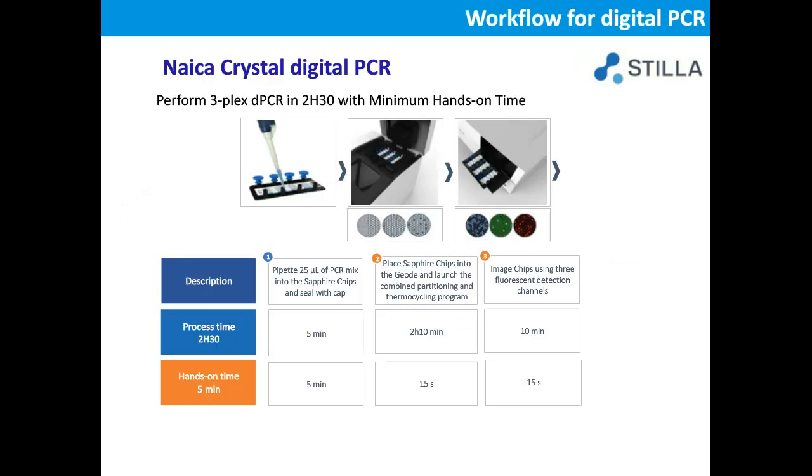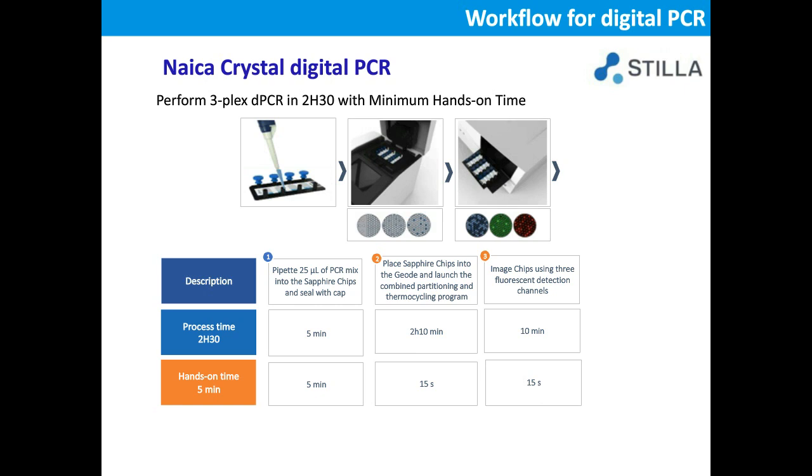The last step will be to remove your chips from the geode and load the chip on the prism of the Naica system to image all your droplet crystals, make sure that your reactions perform well, and try to detect the mutation that you want to see.